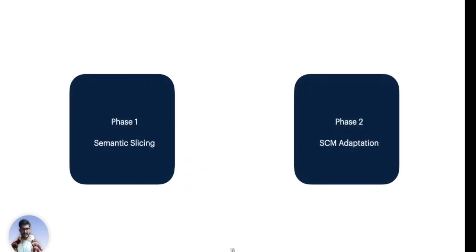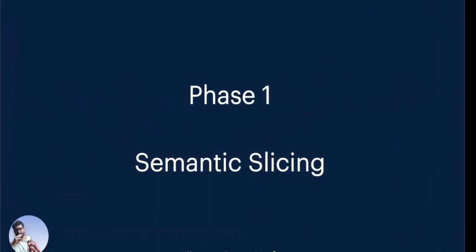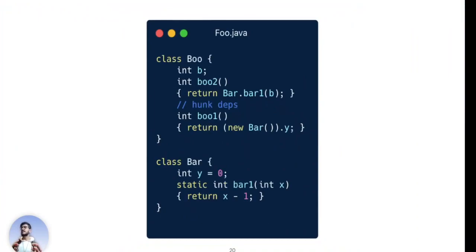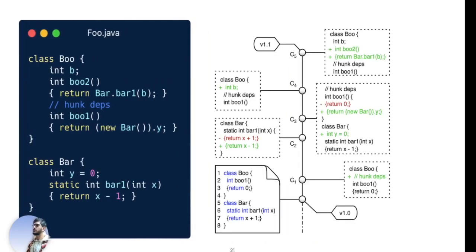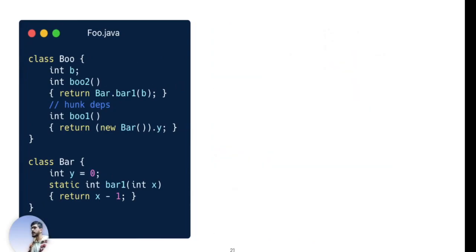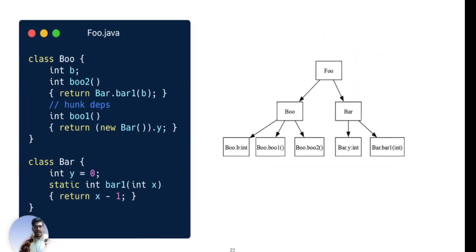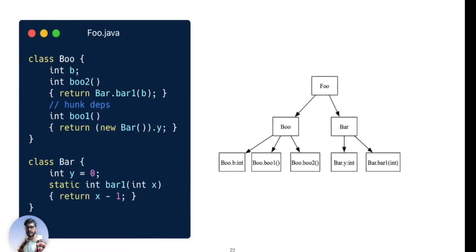Okay, it has 2 phases. The first phase is semantic slicing. This, for example, is our foo.java file. It's a simple Java file with 2 classes. And right here, we have its history. Another way of looking at this file is through an abstract syntax tree, or an AST for short, which represents the classes and its methods and fields.